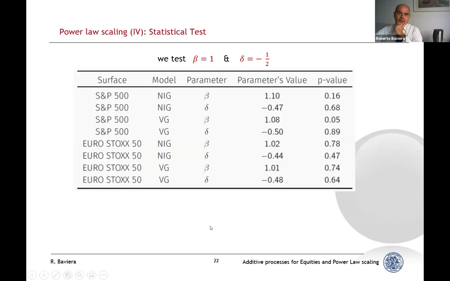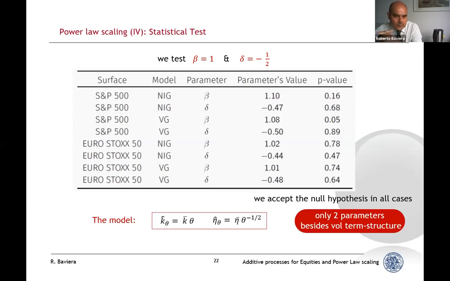So, after these plots, it looks reasonable to try to test if beta is equal to 1 and delta is equal to -1/2. And these are the parameters and the associated p value. And we can accept the null hypothesis in all cases.